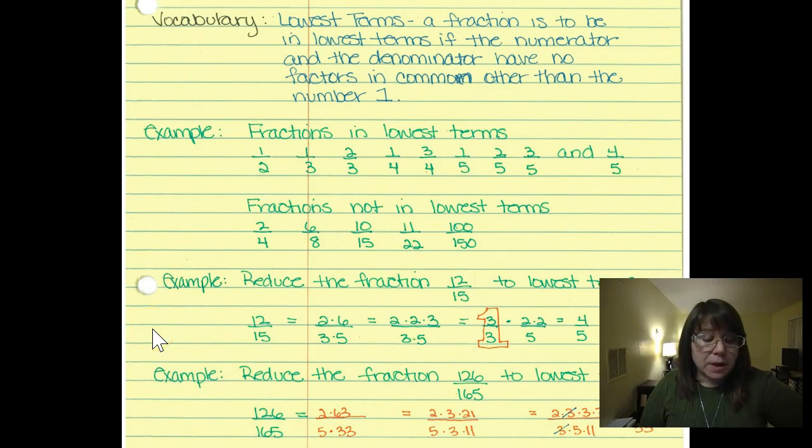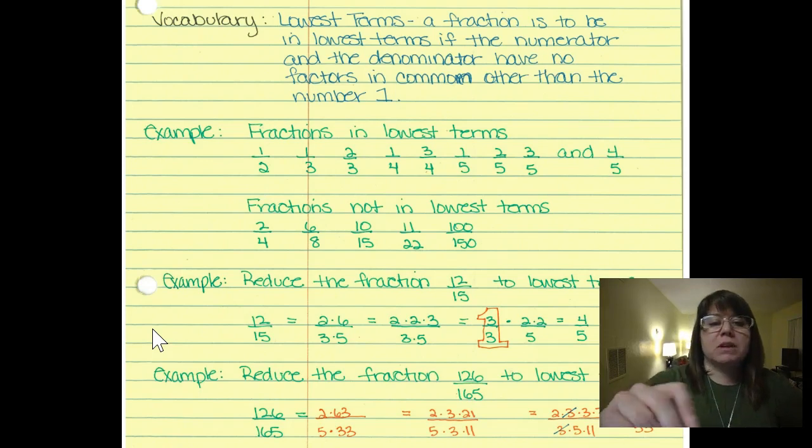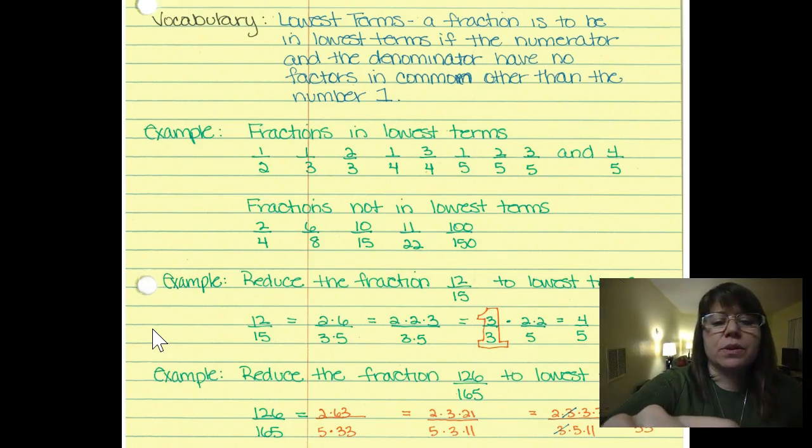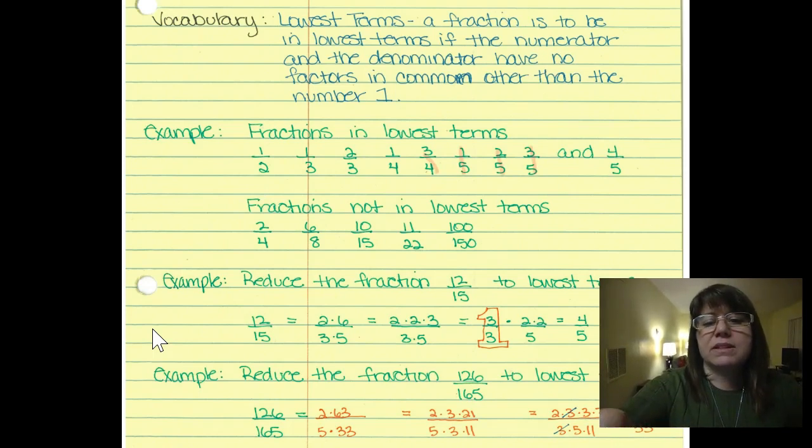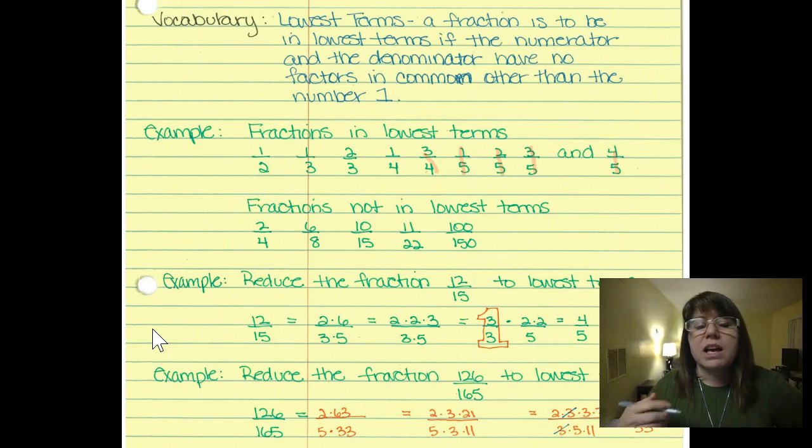All right, let's go back to fractions and think about lowest terms. A fraction is in lowest terms if the numerator and the denominator have no common factors besides 1. For example, fractions that are in lowest terms would be 1/2, 1/3, 2/3, 1/4, 3/4, 1/5, 2/5, 3/5, and 4/5. All of those are in lowest terms because the numerator and the denominator have nothing in common.